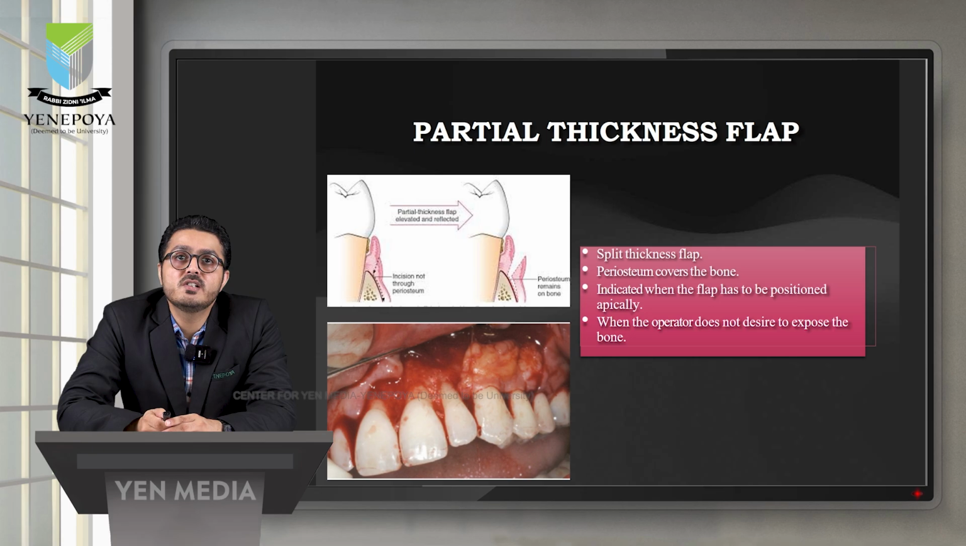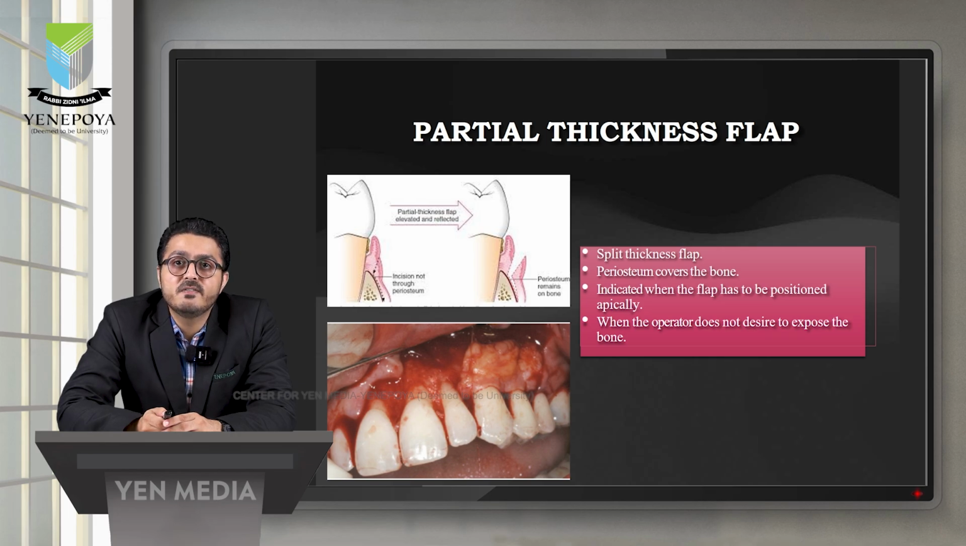The next is the partial thickness flap. As the name suggests, the periosteum attached to the bone is not elevated or reflected during this procedure. As the schematic diagram also represents, we only remove the epithelium and the underlying connective tissue, whereas we leave the periosteum attached to the bone. That is why it is called a partial thickness flap or a split thickness flap. Here the periosteum covers the bone, which remains intact.